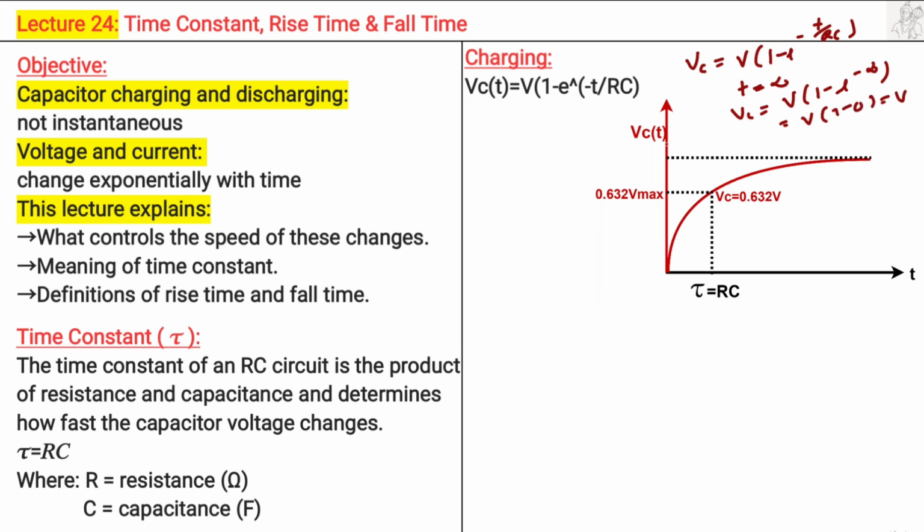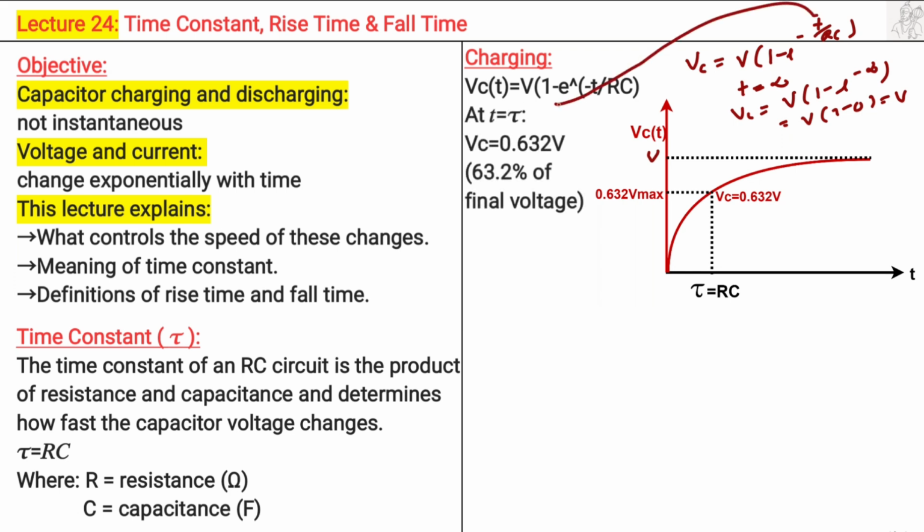So the final value is V, and when I put t is equal to tau, that is RC, in this equation, we get Vc is equal to V into 1 minus e raised to power minus 1. Since e is 2.718, Vc comes out to be 0.632 times V, and V was the final voltage. Therefore, we can say that at time t is equal to RC, the capacitor voltage rises to 63.2% of the final voltage.